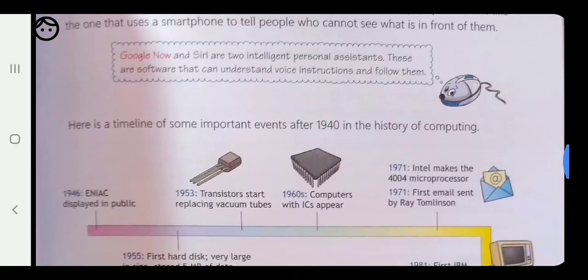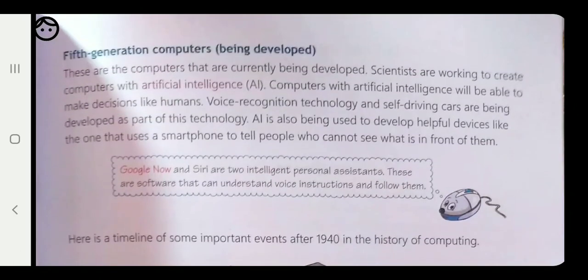Here is a timeline of some important events after 1940 in the history of computing. Before going to that, I am going to explain once again what the fifth generation is. In fifth generation computers, artificial intelligence, AI, systems are being developed along with sensors, like robots that work 90% like human beings. So what is this AI? AI helps the system to work automatically according to the data already built into the system.